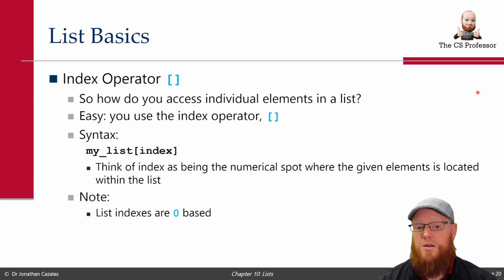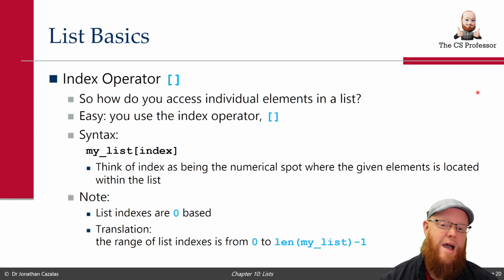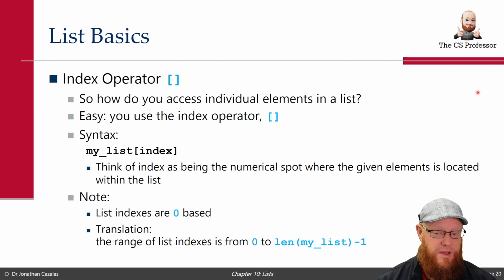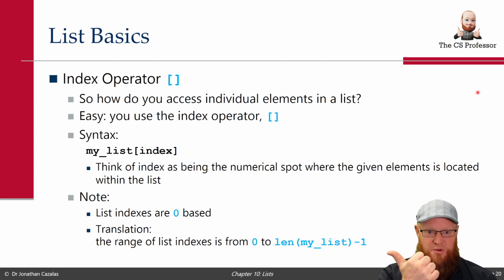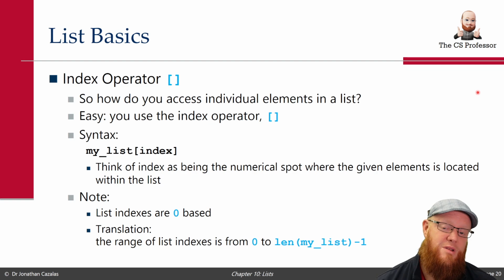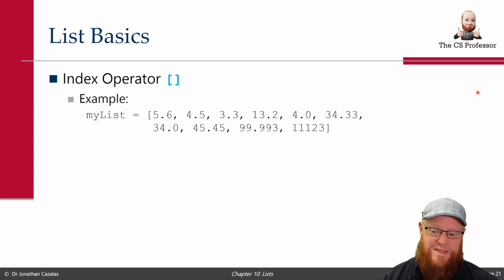Remembering that lists are zero-based, meaning the first index is 0, and the last index is the length of your list minus 1. So if we have 5 elements in the list, the first index is 0, the last is going to be 4. 0, 1, 2, 3, 4. That's a total of 5. If we have 10 elements in the list, the first index is 0, the last is 9. And finally, if you had 47 elements in your list, the first index is 0, the last is 46.